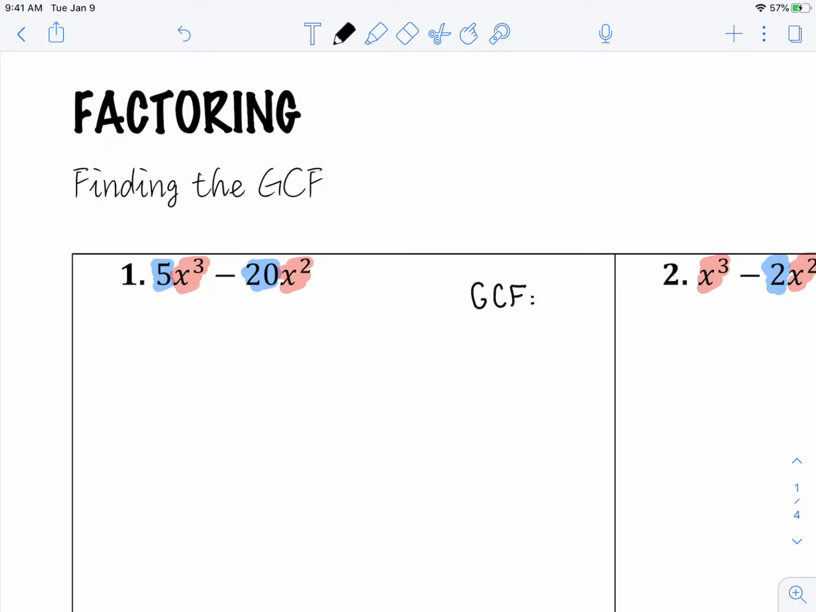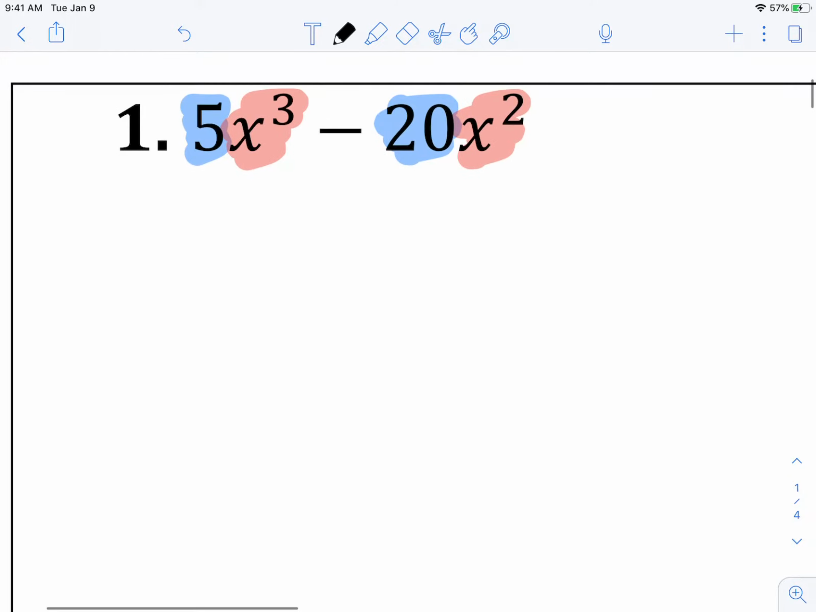Okay, so today we're talking about factoring, and this is just finding the GCF. Whenever we factor, that's what we should look for first, if they have a GCF. So if I look at number one, you have the coefficients in blue, and then your exponents and terms are in red. So if I look at the first part, the 5x cubed minus 20x squared, I'm going to look at the blue, the coefficients, first.